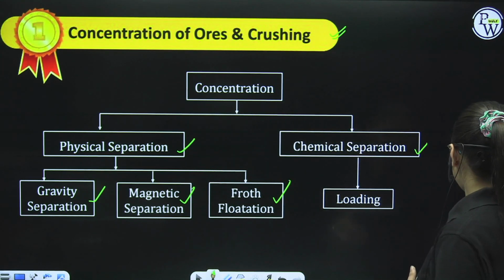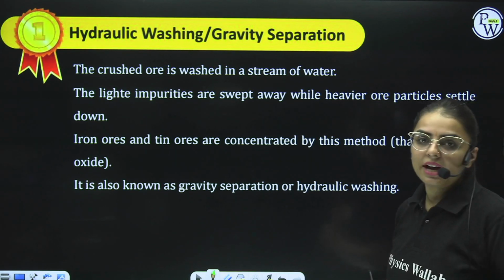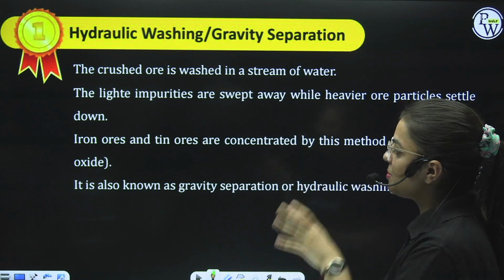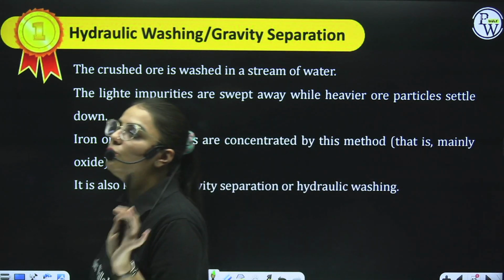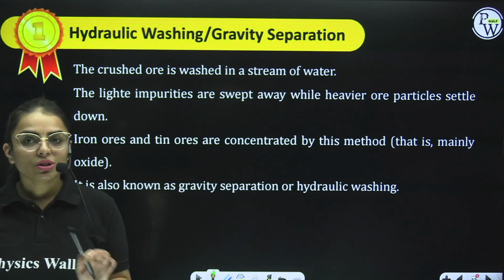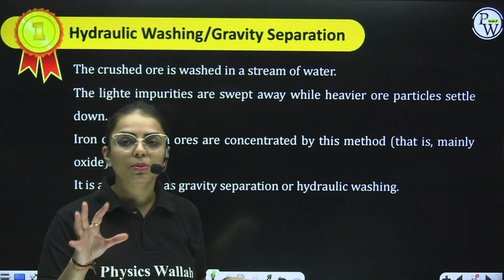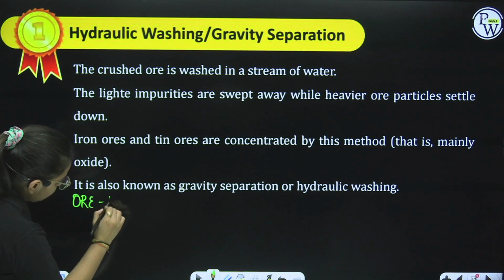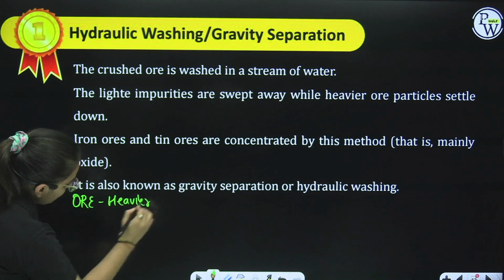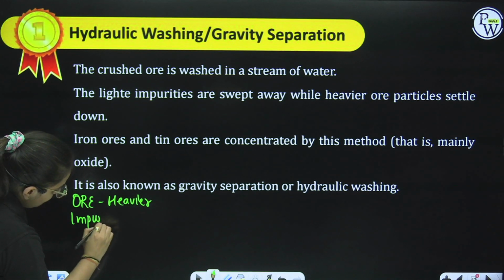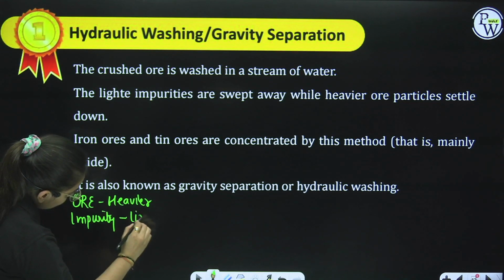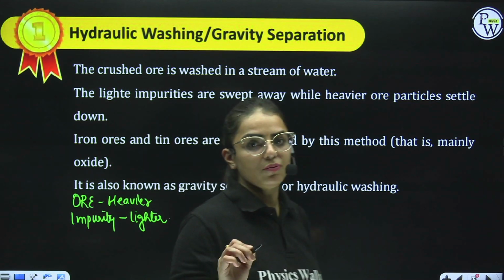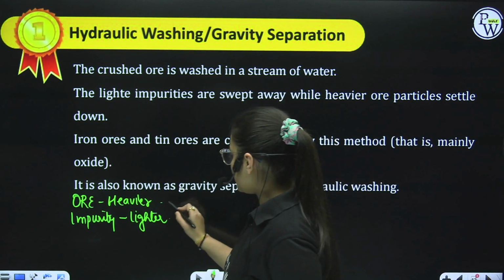In chemical separation, we have many more. So first is hydraulic washing. In hydraulic washing, or the gravity separation method, we have an ore and an impurity. You know this well. The ore is heavier and the impurity is lighter. So what will happen? Which will settle down? The heavier one, the ore, will settle down.